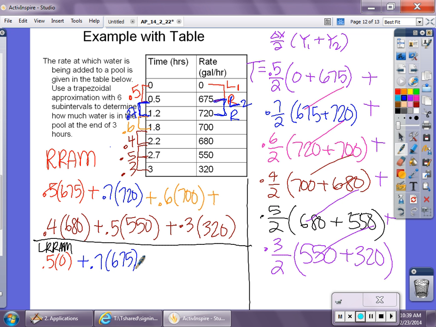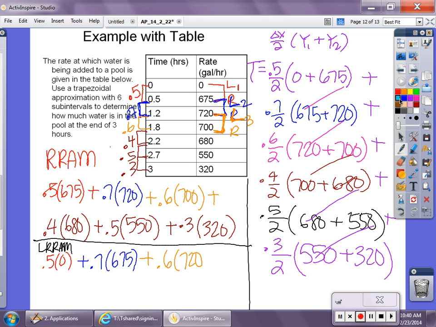The third one in orange, between these two, now that we're looking at it this way, this is the left side, this is the right side, so that's L3. L3 is, in orange, 0.6 times 720. So now you're going to start seeing them match up.